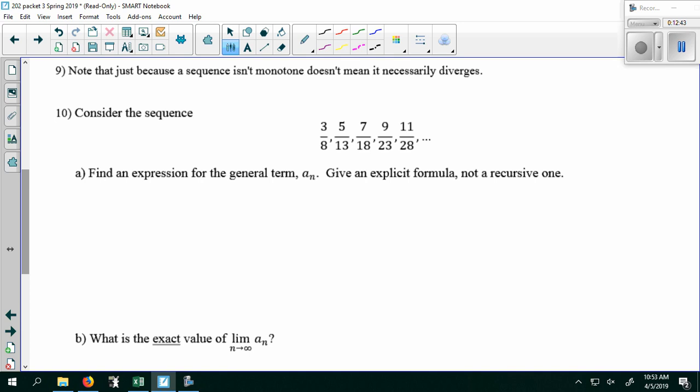Okay, so let's look at another sequence. I have 3/8, 5/13, 7/18, 9/23, 11/28. We want to find an expression for the general term a sub n. An explicit formula, not a recursive one. So let's just look at the numerator.